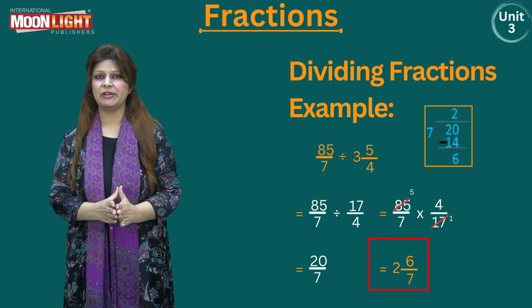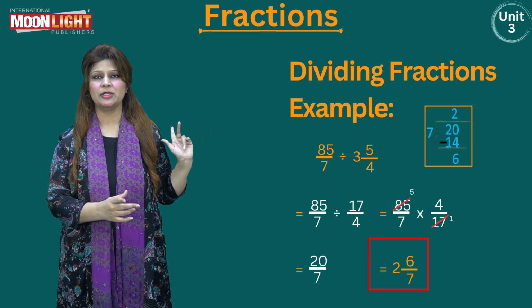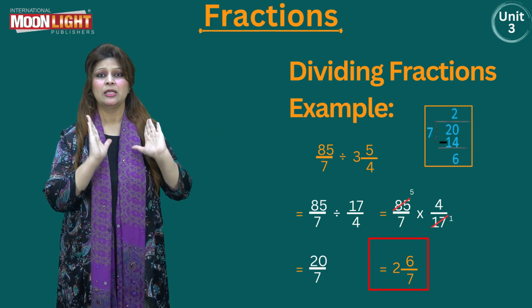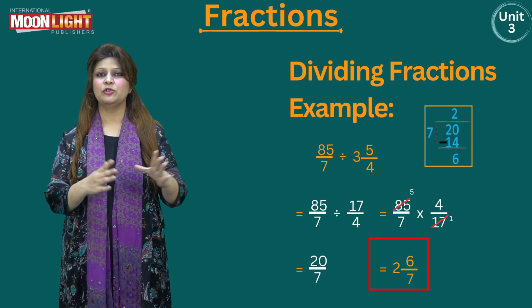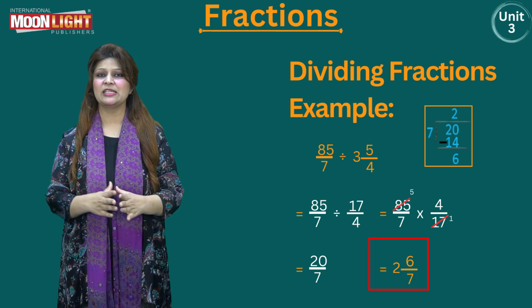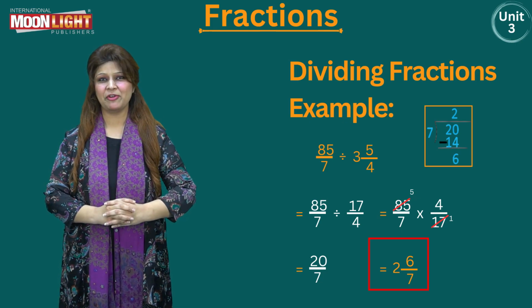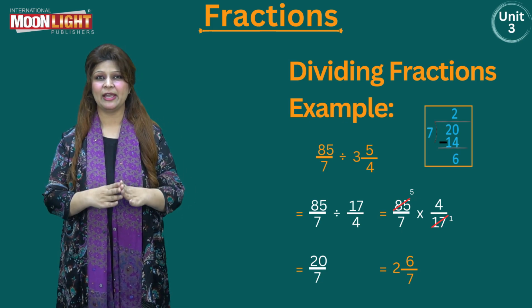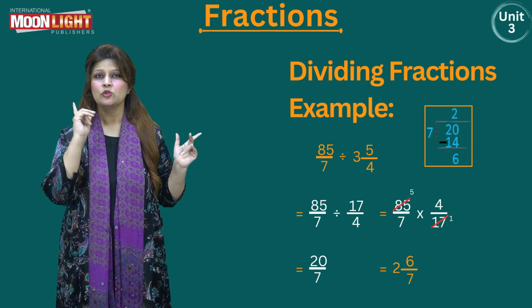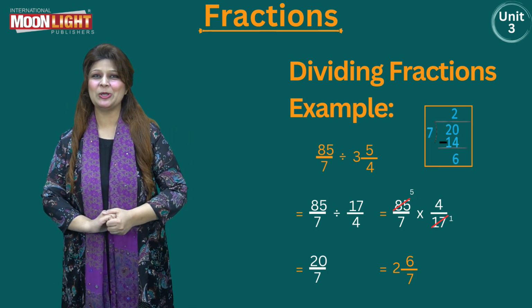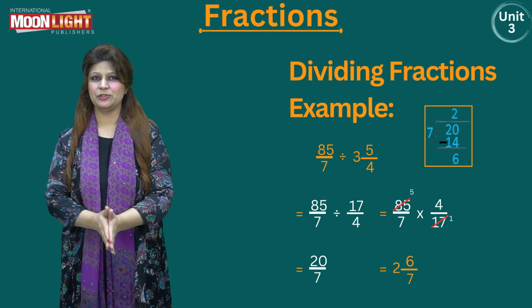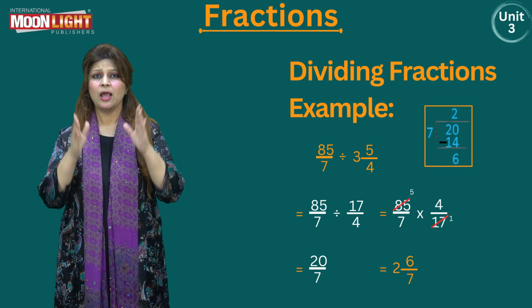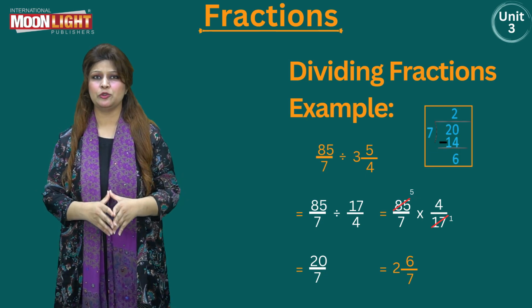You can check and verify your answer, because the denominator is the same. Recall that 7 2s are 14 plus 6 is 20. So I have verified that whatever I have written is right. So just concentrate on the division of two or more fractions. You can just do it. I hope the whole situation is clear to you now.